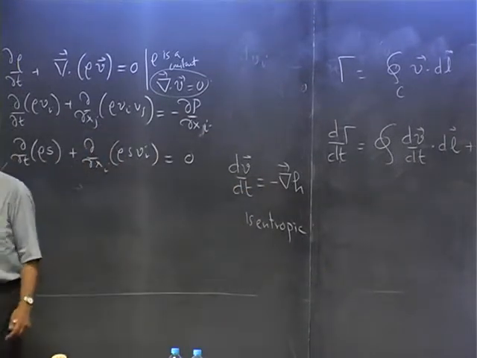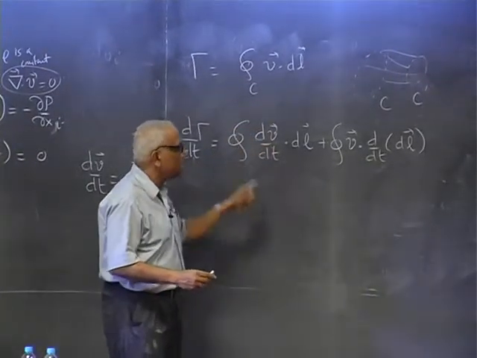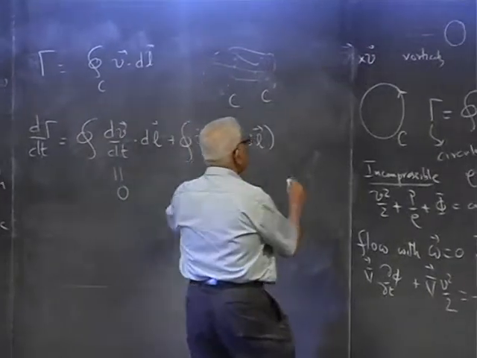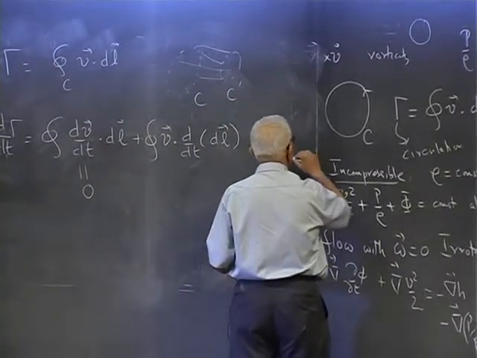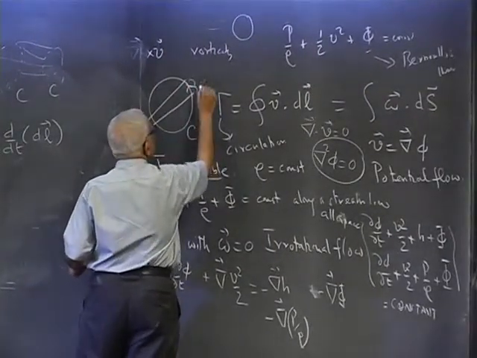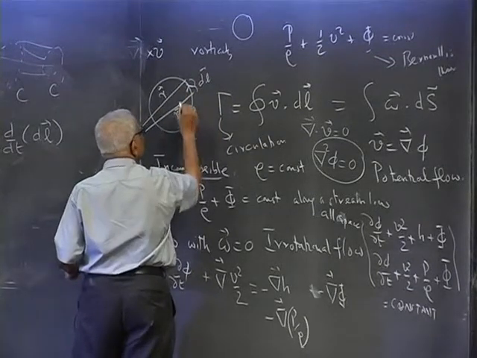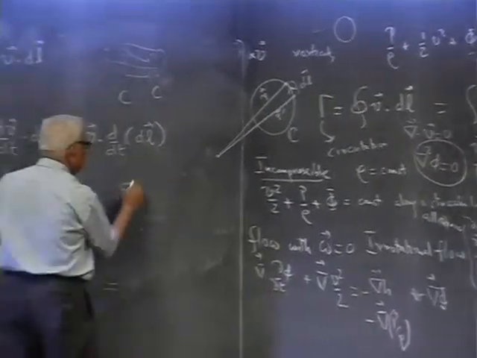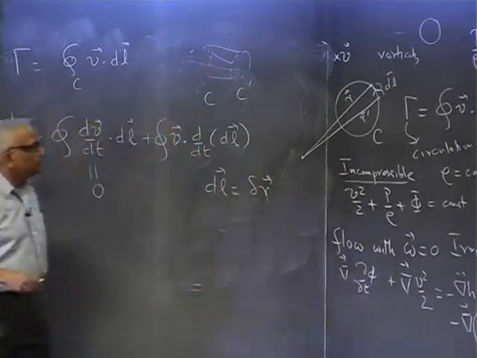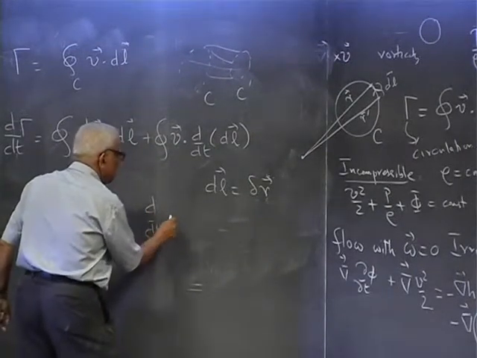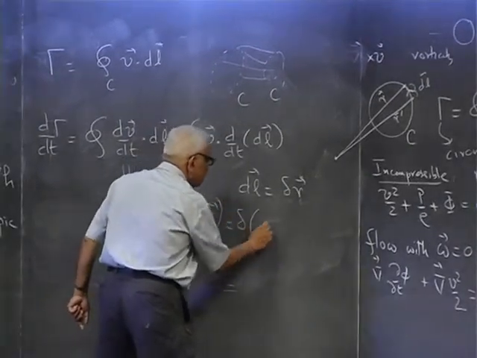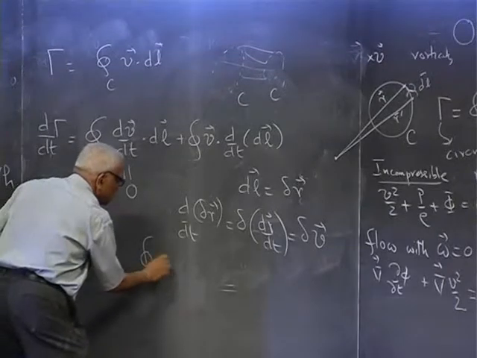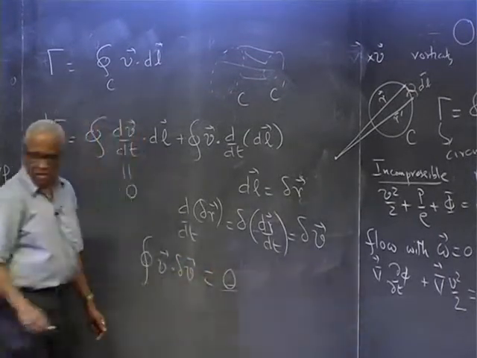dV/dt is minus grad H. And if it is isentropic, it is grad H dot dl over the closed contour, and therefore this is equal to zero. So now comes this other term. Let me put the origin somewhere over here. This is my dl, and this is r, and this is r prime, the two points relative to some origin. And dl is clearly delta r. So this term is d/dt of delta r, which is equal to delta of dr/dt. And dr/dt is the velocity, so it is delta v. So this term becomes, over the cycle, v dot delta v, and that's again equal to zero.